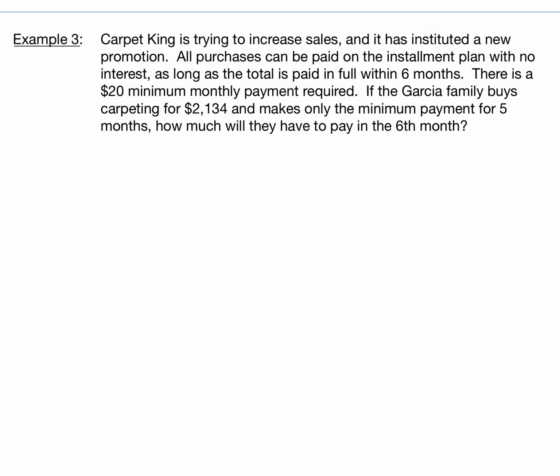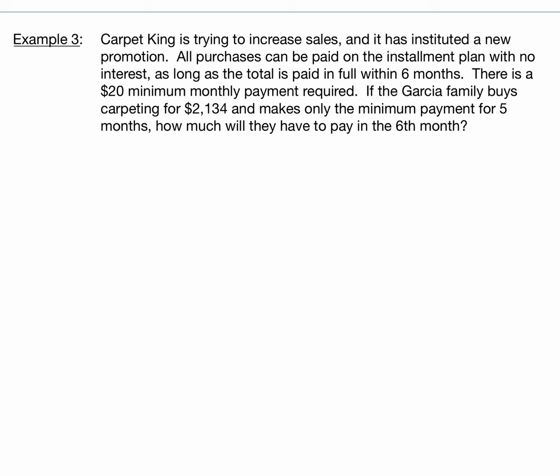Carpet King is trying to increase sales and it has instituted a new promotion. All purchases can be paid on the installment plan with no interest as long as the total is paid in full within 6 months. There is a $20 minimum monthly payment required.